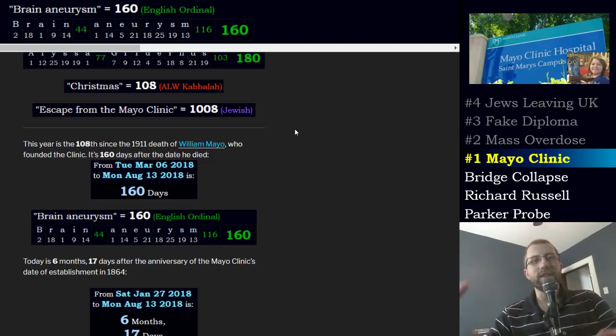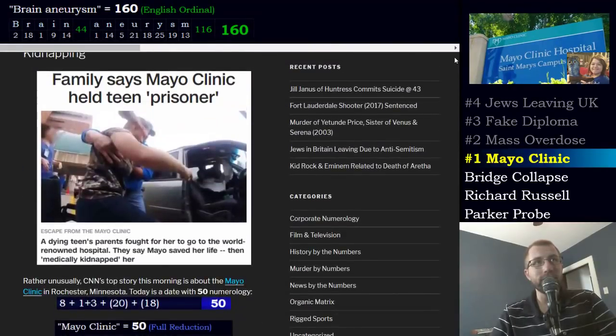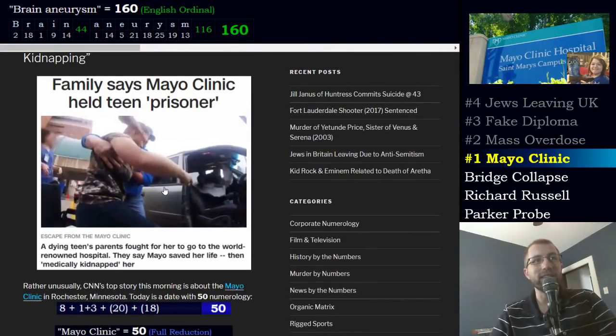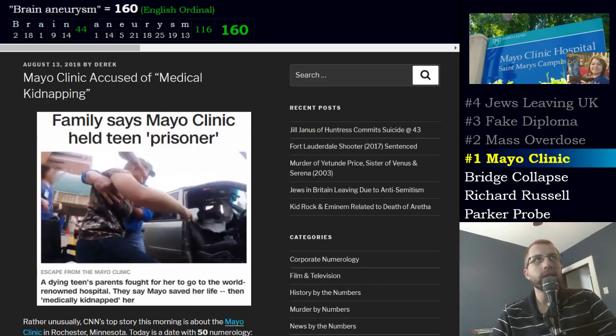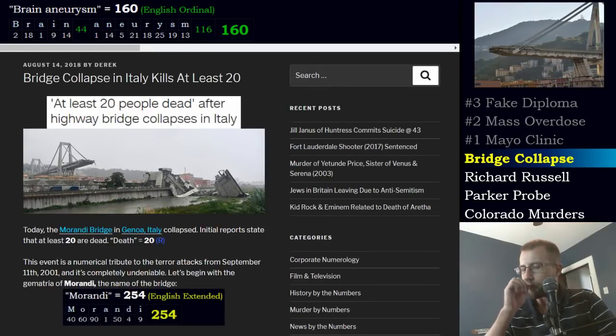So to me, this is like a perfect example from top to bottom of how these stories are constructed. And, yeah, if you ask me, this seems like a fake news story. I don't know who this Alyssa Gilderhus is or who her family is, but it really makes you wonder what's going on once you take a look at the numbers, doesn't it?